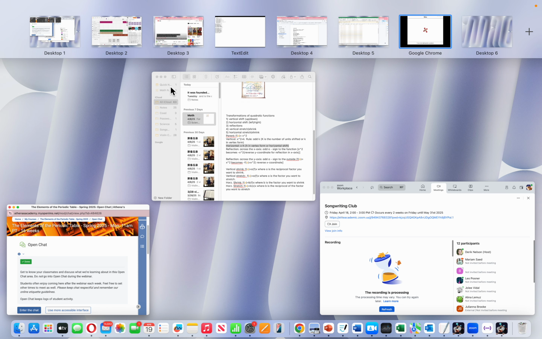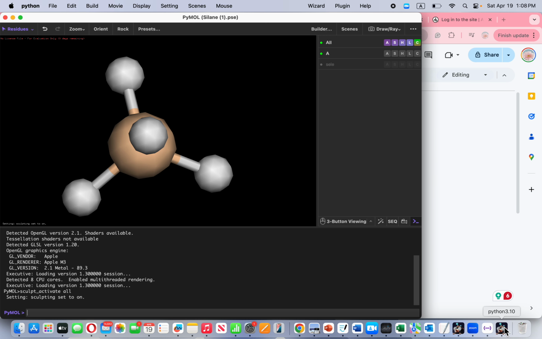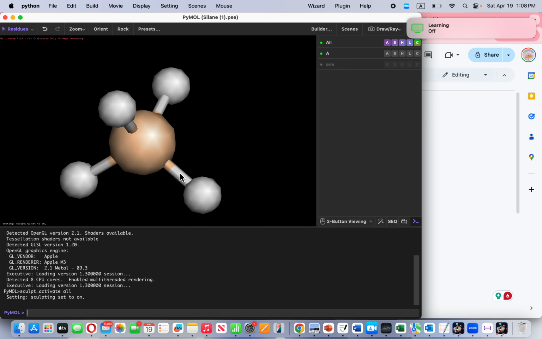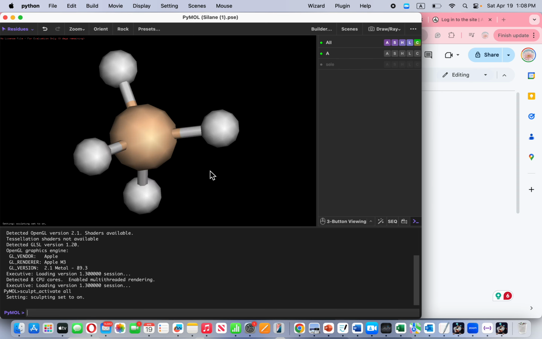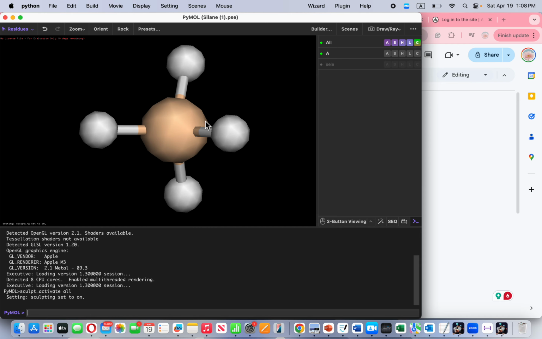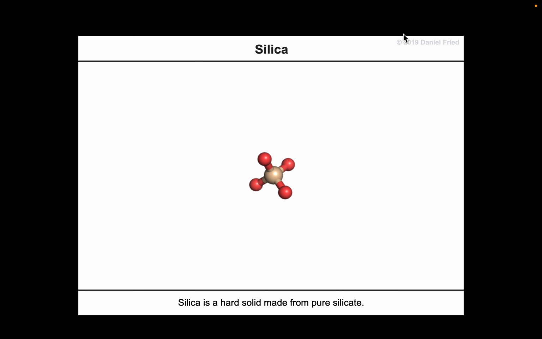Now, before I talk about the next thing, we should have this. So this is a 3D model of silane. This is silane. It looks like nothing, and this is pretty good. So now let's get back to the lesson.